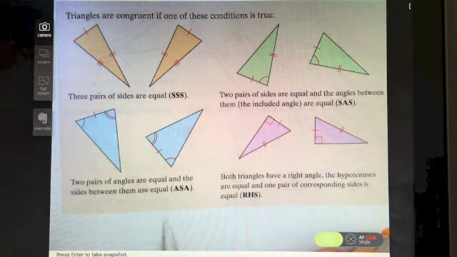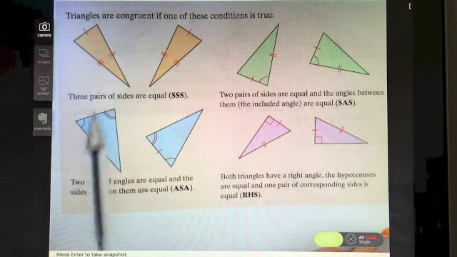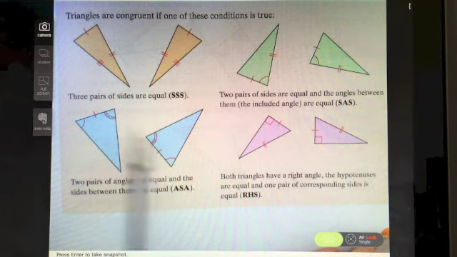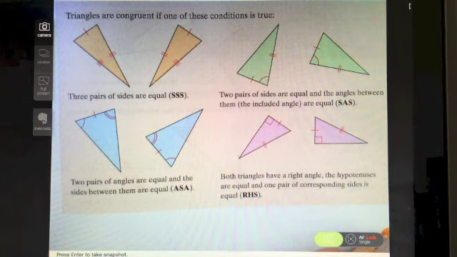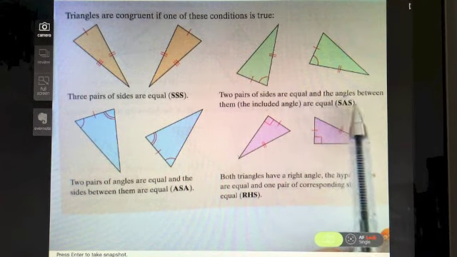So is ASA. So again, if you can't prove with three sides, but you do have one set of sides that you know for sure are equal, and two sets of angles that you know for sure are equal, then by ASA, you are proving that they are congruent. So another one then is SAS, so two sides and an angle.